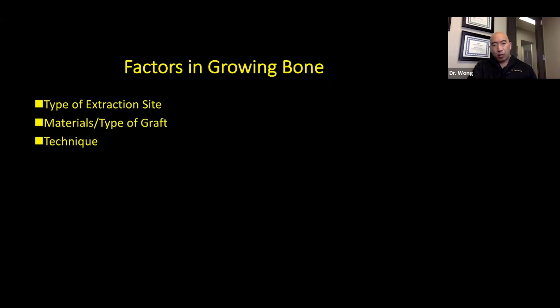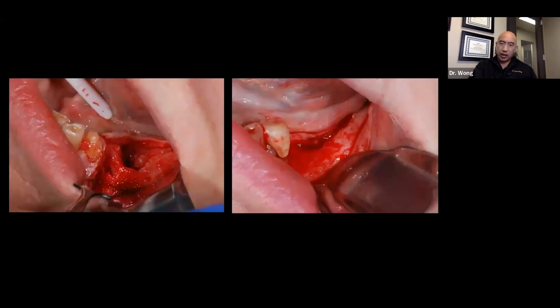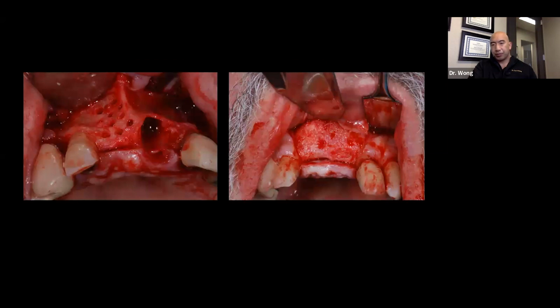We're going to talk about techniques. We're going to go over a technique and a half or two today, and then I'm going to save the rest for part 2. But the goal here is just to show you what can be done with some of these extraction sites from start to finish. Like you can see here, we can totally and predictably grow the bone virtually every single time.